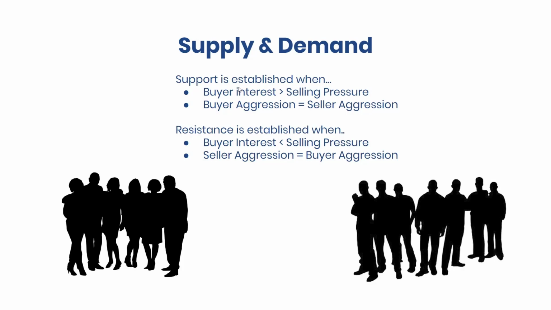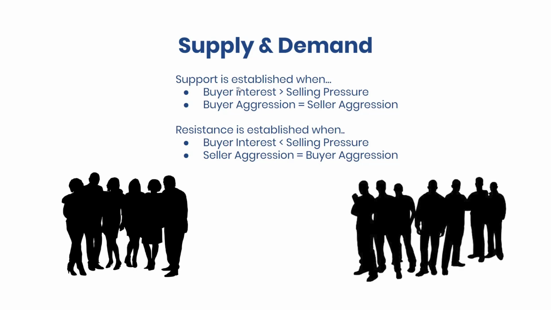So support levels are established when you have a group of buyers who are willing to pay a certain price, and their interest in the commodity at that price exceeds the selling pressure that they're receiving. They can sit there at $9.33 all day and receive every little bid that gets dumped into them. The price does not move below $9.33 because the aggression of the buyers is the same or greater than the aggression of the sellers.